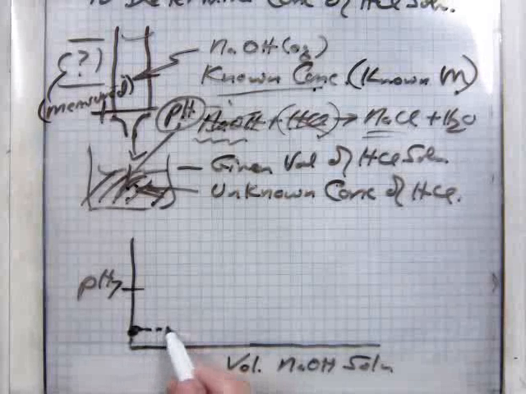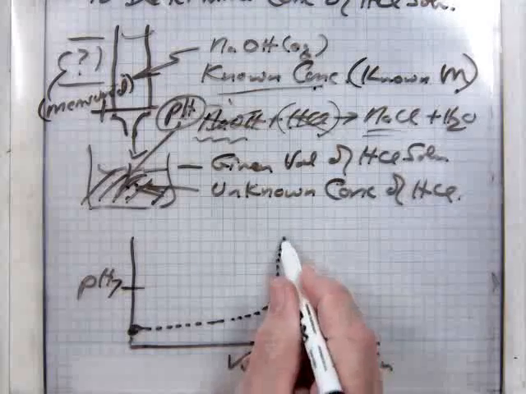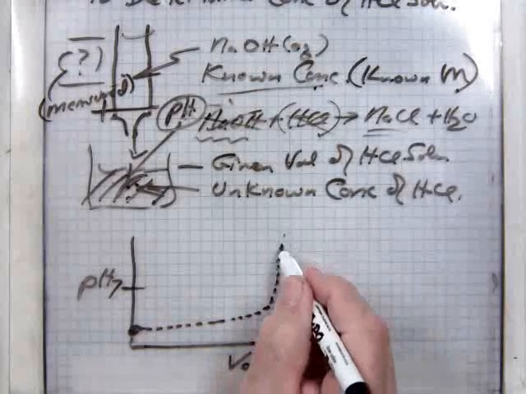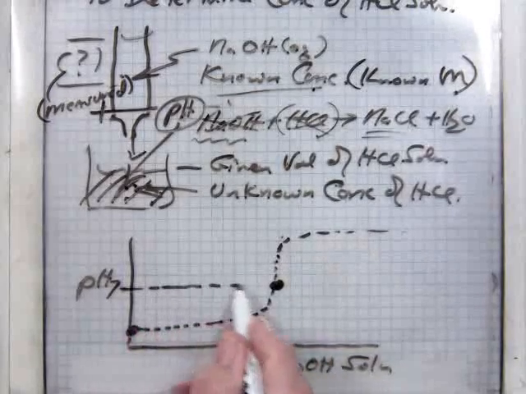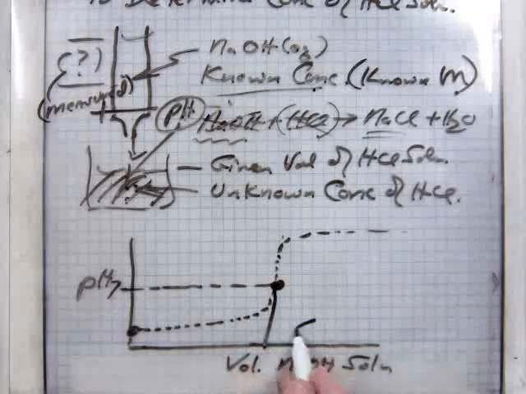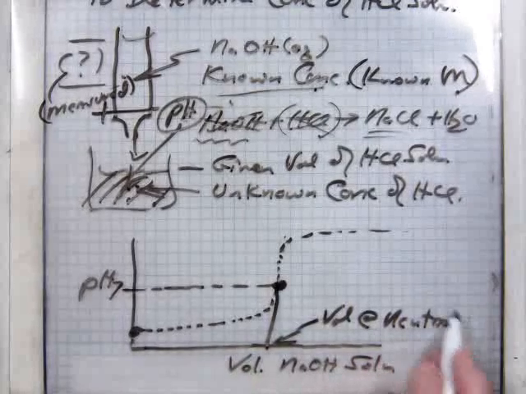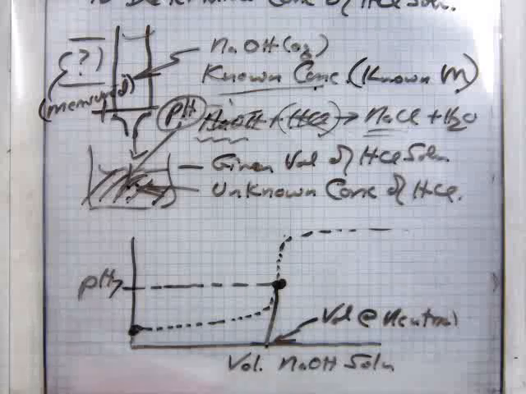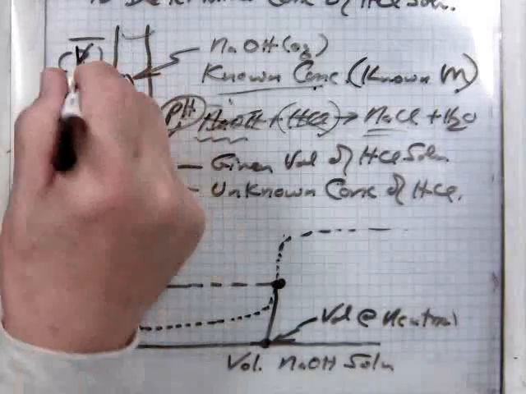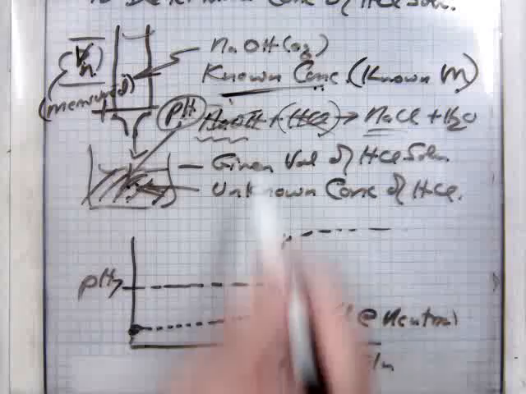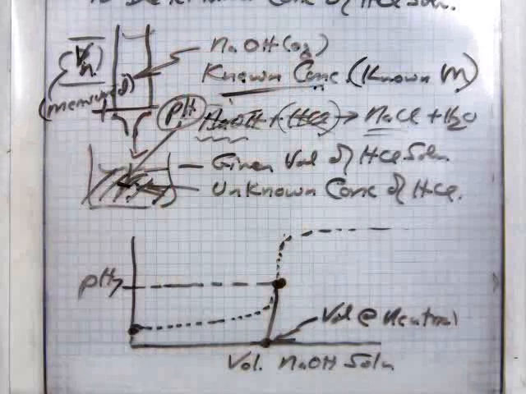And what you'll observe, and I'll demonstrate it, is a trend that will look like this. And at the equivalence point, this will run through very quickly, and you'll generate a curve just like this. And this point right here at 7 tells you the volume at neutralization. So you take that volume right here, that's your volume of neutralization, times your known concentration, and you get the concentration of your acid.